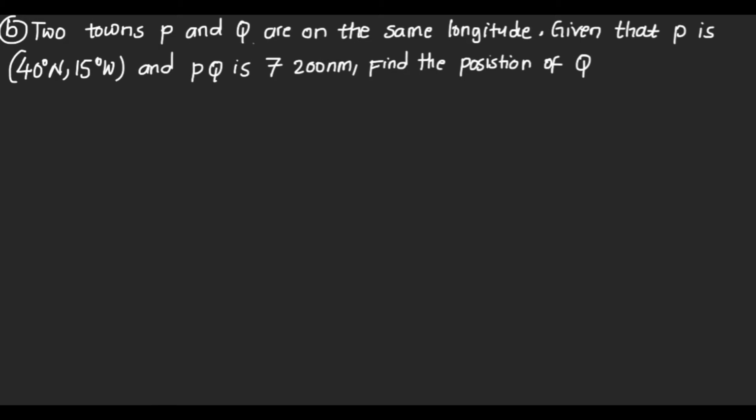Okay, so now we move on to question B. Two towns P and Q are on the same longitude. Given that P is 40 degrees north, 15 degrees west, and PQ is 7,200 nautical miles, find the position of Q. So let's again draw. We have the north, west, then east here, south. Now let's look at the latitude. The latitude is 40 degrees north, so this line will be above the equator somewhere here.